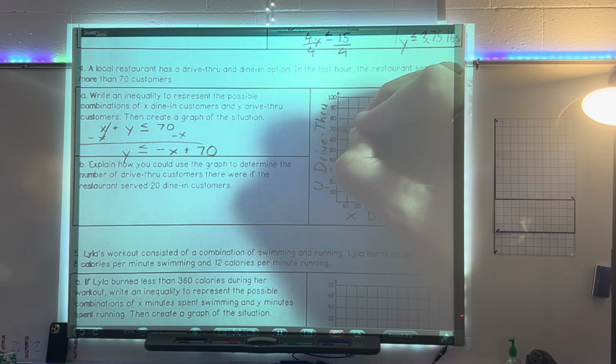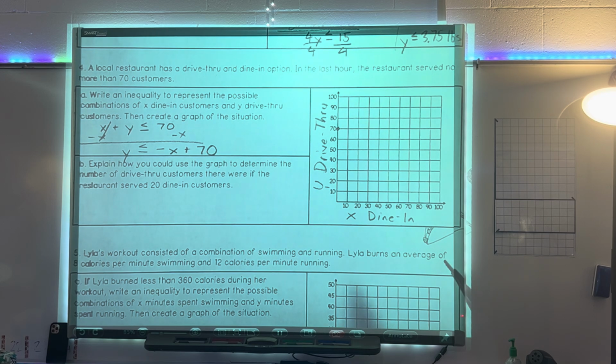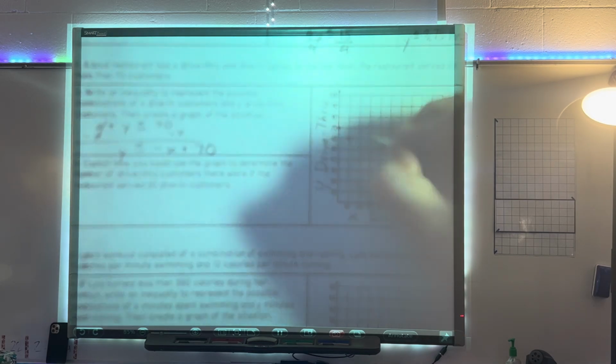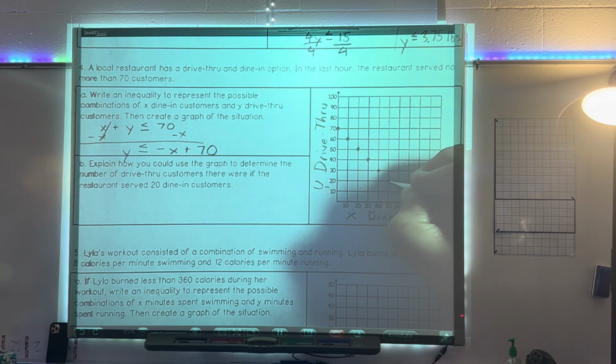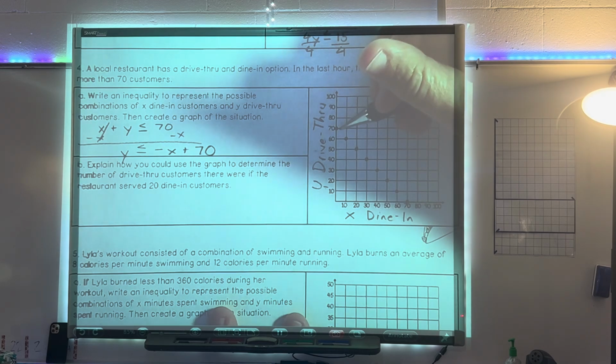Alright, is my interval the same for X and Y? Yes. What is the interval? 10. Since it's 10 for 10, then 10 over 10 is the same thing as 1 and 1, so I can count by ones, right? And it's a negative slope, so I'm basically right here, all the way down. Now, it is an inequality. Do I have a solid or a dashed line? I have a solid line.